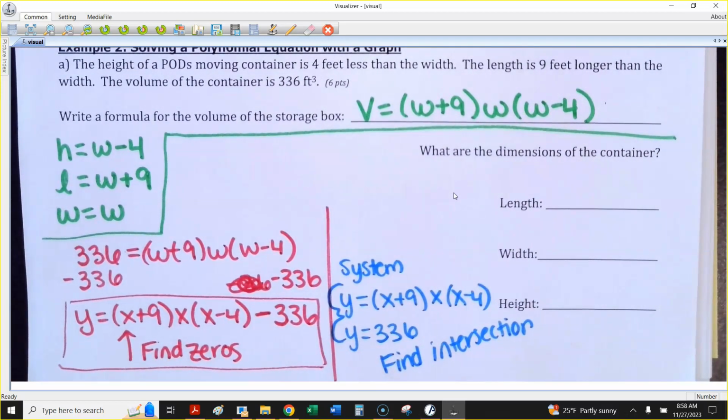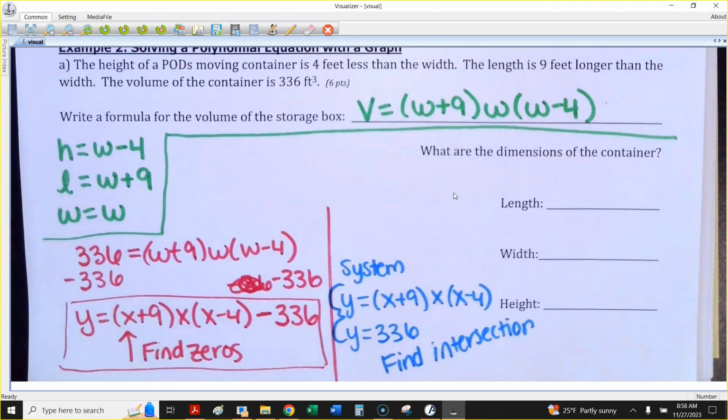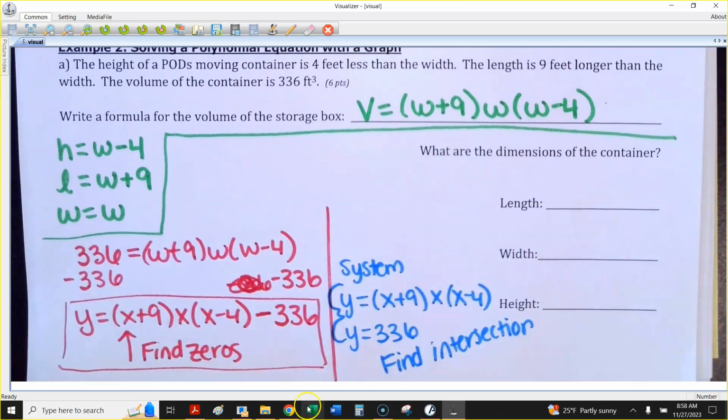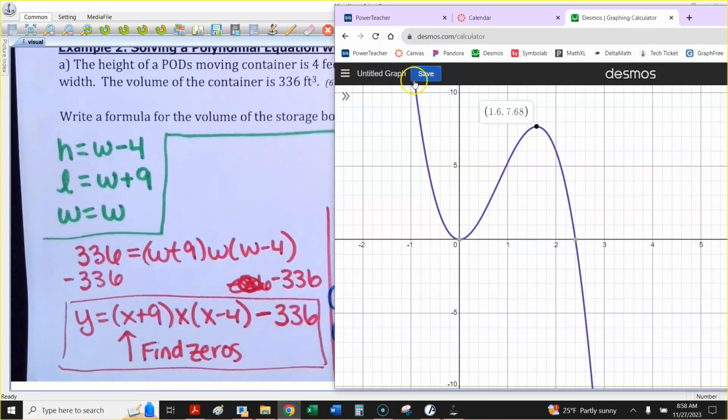That first method I wrote down, a lot of times people will forget to subtract the volume, and then they get the answer wrong. So I'm just telling you up front, that's not usually what I do, but if you do it that way, you can get the answer. So let me just run over to my Desmos real quick.